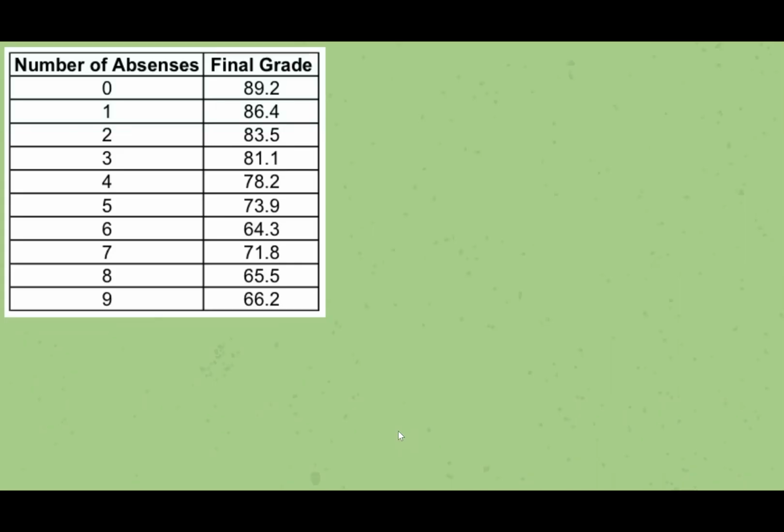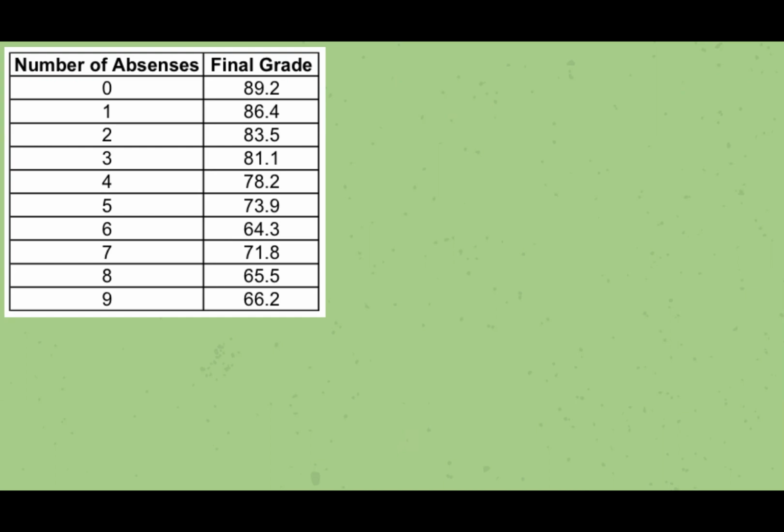This video is to show you, using your graphing calculator, your TI, how you can take a table of data like this and create a couple of different things. We're going to create a line of regression, a scatter plot, and find the correlation coefficient.